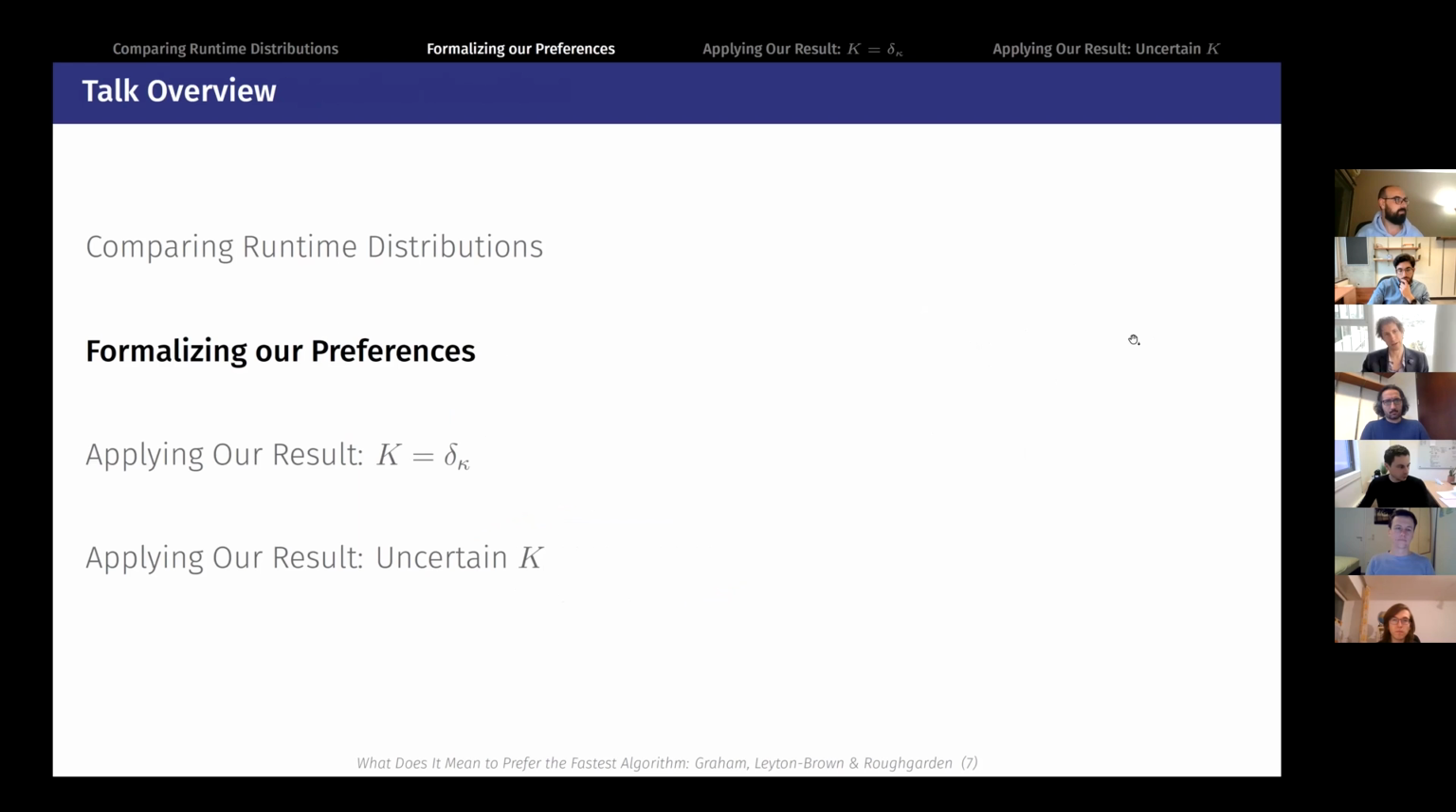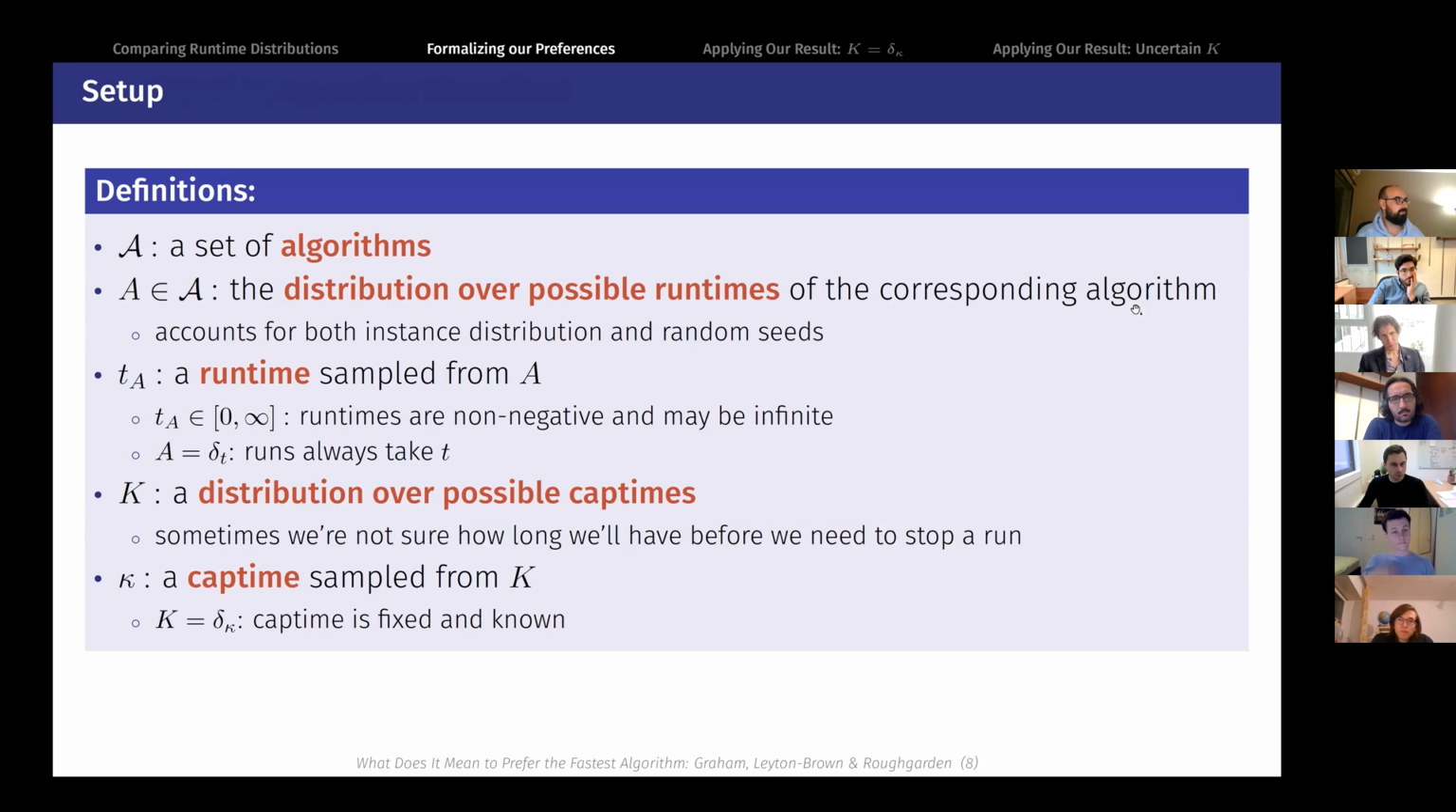Okay, so now I'm going to get a bit more technical and talk through how that is actually going to work. So I want to think about a world where I have some set of algorithms, script A, and I'm going to overload notation. So each algorithm A in this set of algorithms is a distribution over possible runtimes of the corresponding algorithm. So I'm going to identify an algorithm with a distribution over its runtime. That's the only thing I really care about here, is distributions.